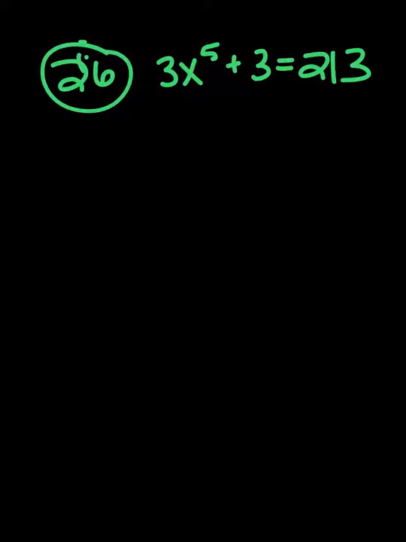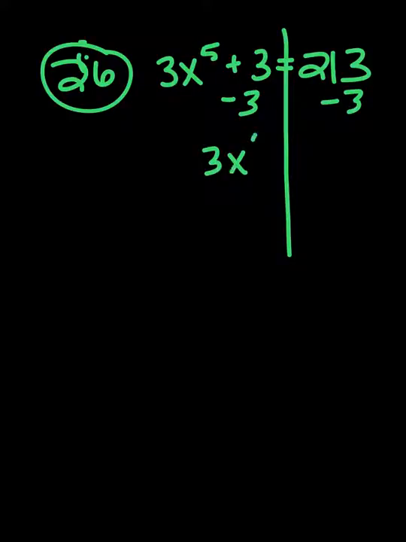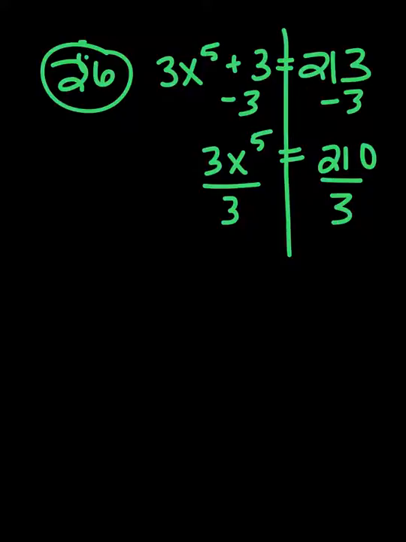Okay, so number 26 is 3x to the fifth plus 3 equals 213. So I'm going to start off by subtracting 3 from both sides, which gives me 3x to the fifth equals 210. Divide both sides by 3. So it's essentially like I'm solving a normal equation for x. X to the fifth equals 70.